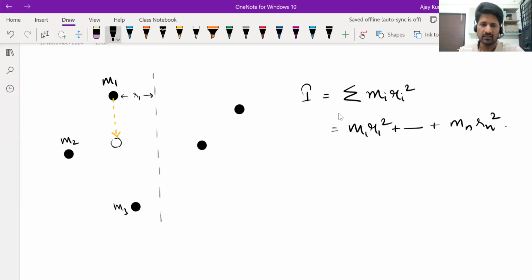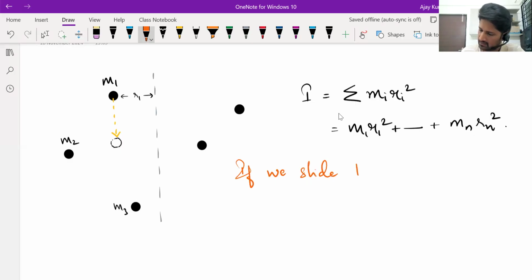Then one of you tell me, if this kind of sliding is done, will it change the moment of inertia of this system? No, sir. Definitely not.